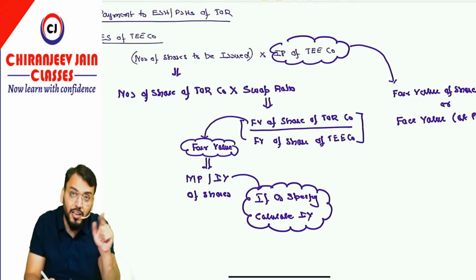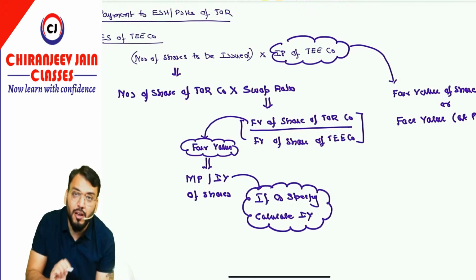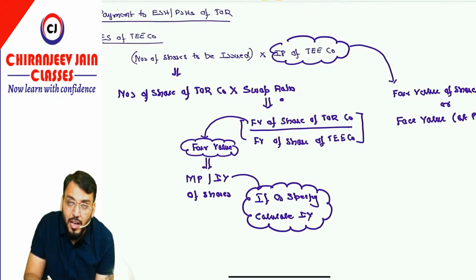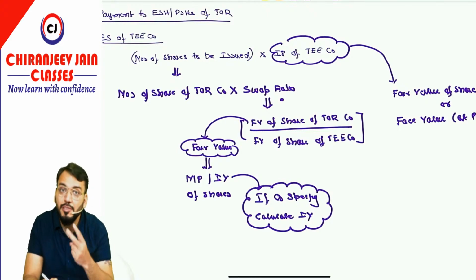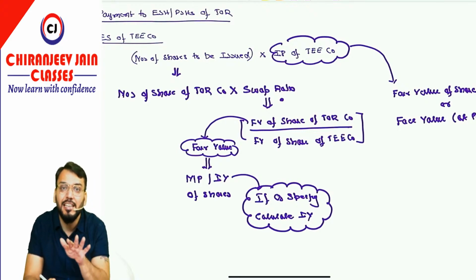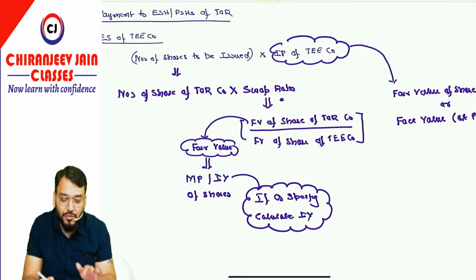It means in the question, what is not given? The number of shares to be issued is not given. The swap ratio is also not given. The fair value of shares is also not given, and the question has not asked you to calculate intrinsic value. It means we have only one option to calculate PC, by using the net asset method.